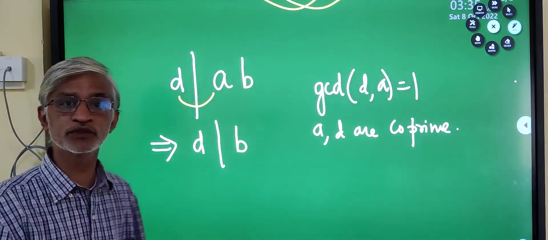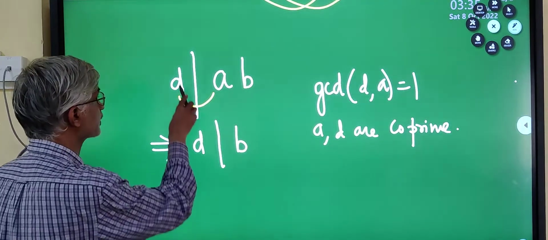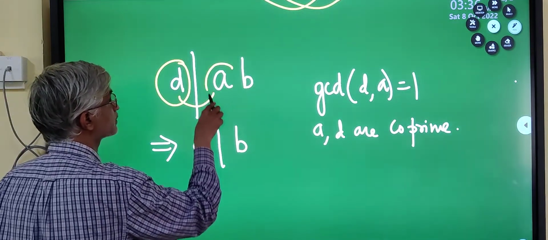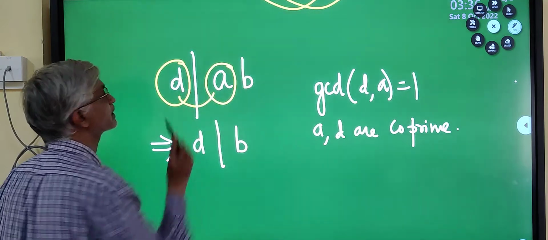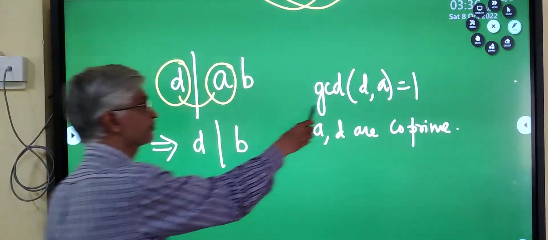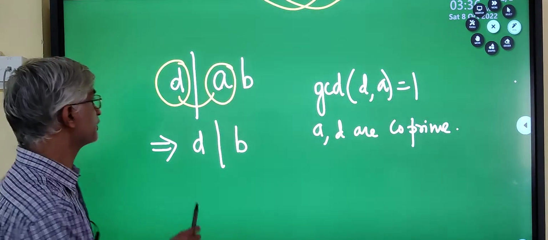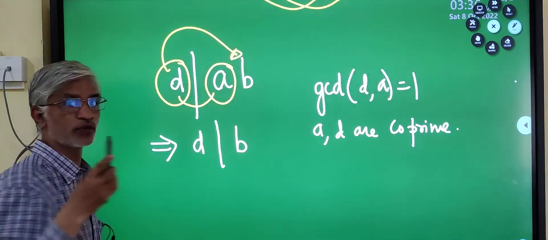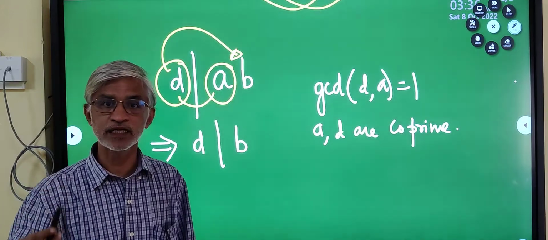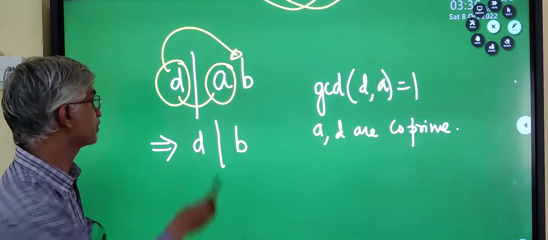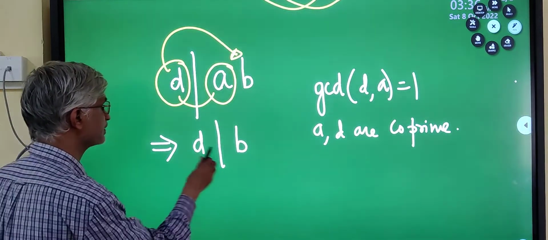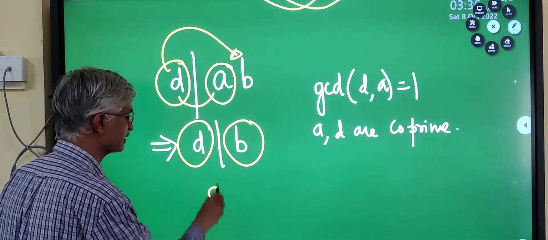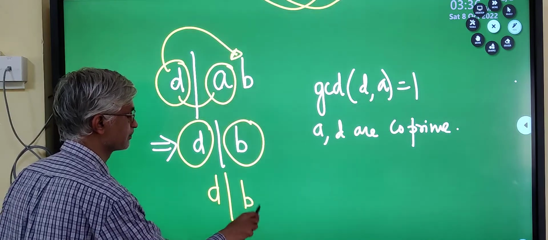And how are we going to reason this out? Since the prime factors of D do not occur in A because of GCD being 1, which means that all the prime factors of D are actually in B. So all the prime factors of D appear in B because D divides AB, and that means that if all the prime factors of D appear in B, then we can definitely say that D divides B.